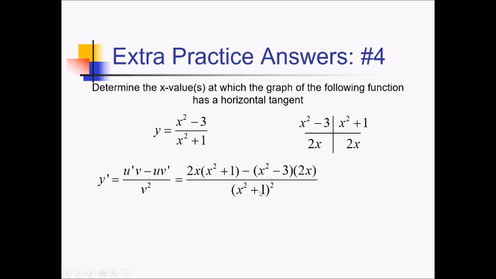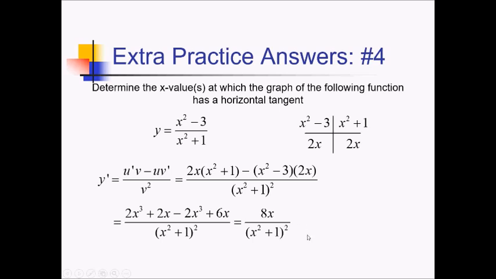All right, well, before I set this thing equal to 0, let me simplify it a little bit. I guess it doesn't really matter when I set it equal to 0, but let me just simplify it. So let me distribute here. I've got 2x cubed plus 2x, and this is going to be minus 2x cubed plus 6x. I can cancel out those 2x cubed, and 2x and 6x gives me 8x.